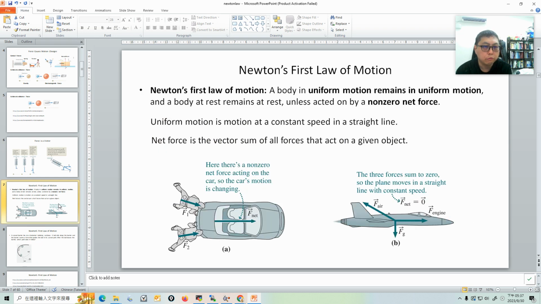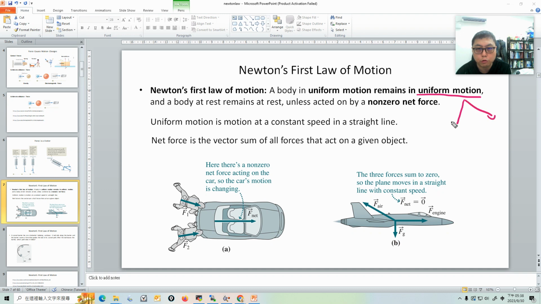And okay, let's finally reach Newton's first law. What does Newton's first law say? It says a body in uniform motion remains in uniform motion. So what's uniform motion? Do you still remember that? What's uniform motion?